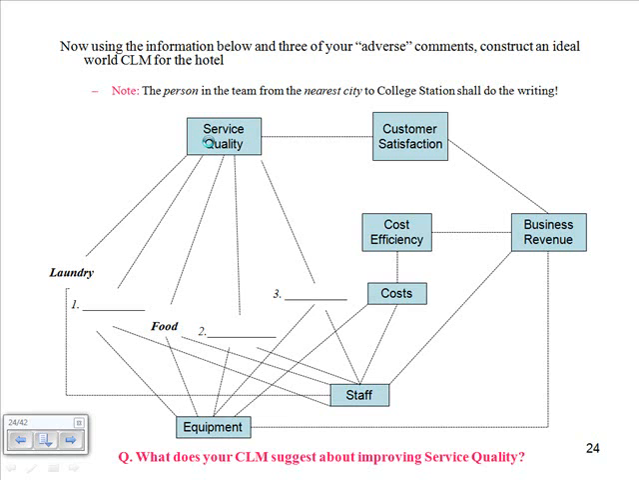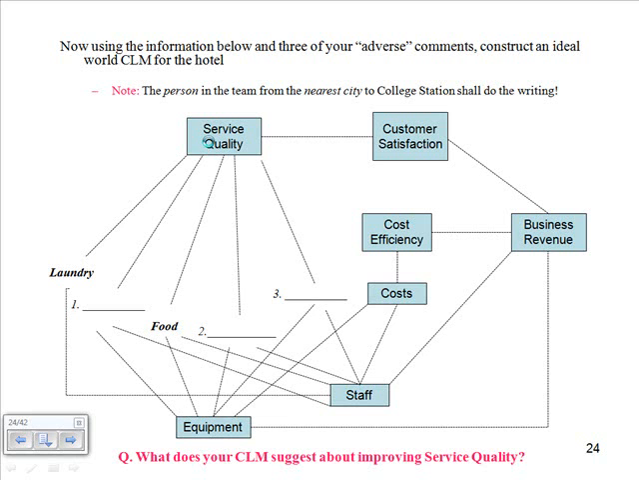Okay, so I got everybody's solutions. I'll take a look at these this afternoon. Okay, so what's the answer to this question? Diego, team number 1. What does the causal loop model suggest about improving the quality of service for the hotel?